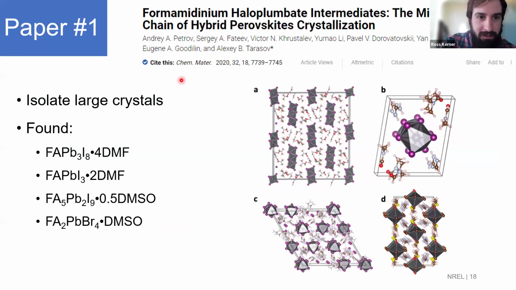The first one is this formamidinium halidoplumbate intermediates paper by Alexey Tarasov's group. Tarasov's group was one of two or three that databased a ton of these types of structures. And they do the thermodynamic growth and isolate large crystals, and they found a variety of solvated FAPbI3 phases, some of them shown here.